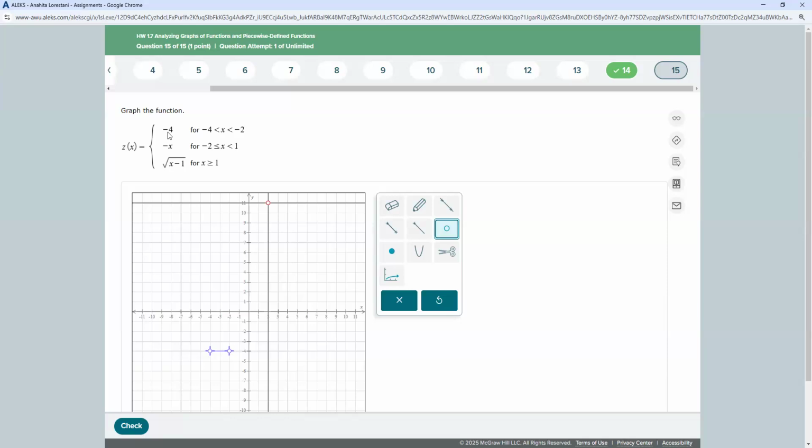The graph was -4, so I get this horizontal line, and its y is -4. For these x's, from x is -4 to x is -2, I just have this horizontal line. Now I want to graph y is equal to -x. I put -2 for x, and -2 is going to give me +2. So one of the points for this graph is when x is -2, y is +2.